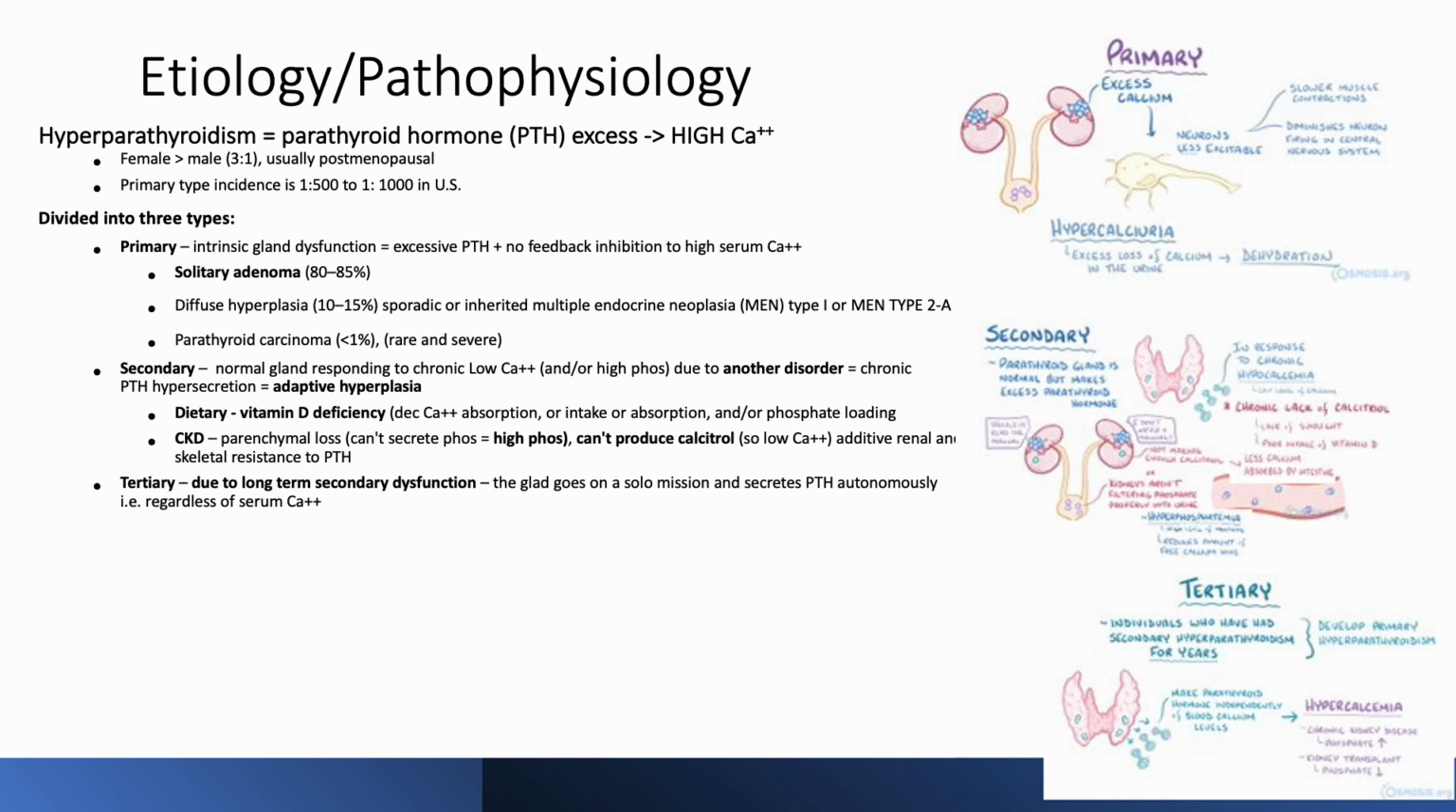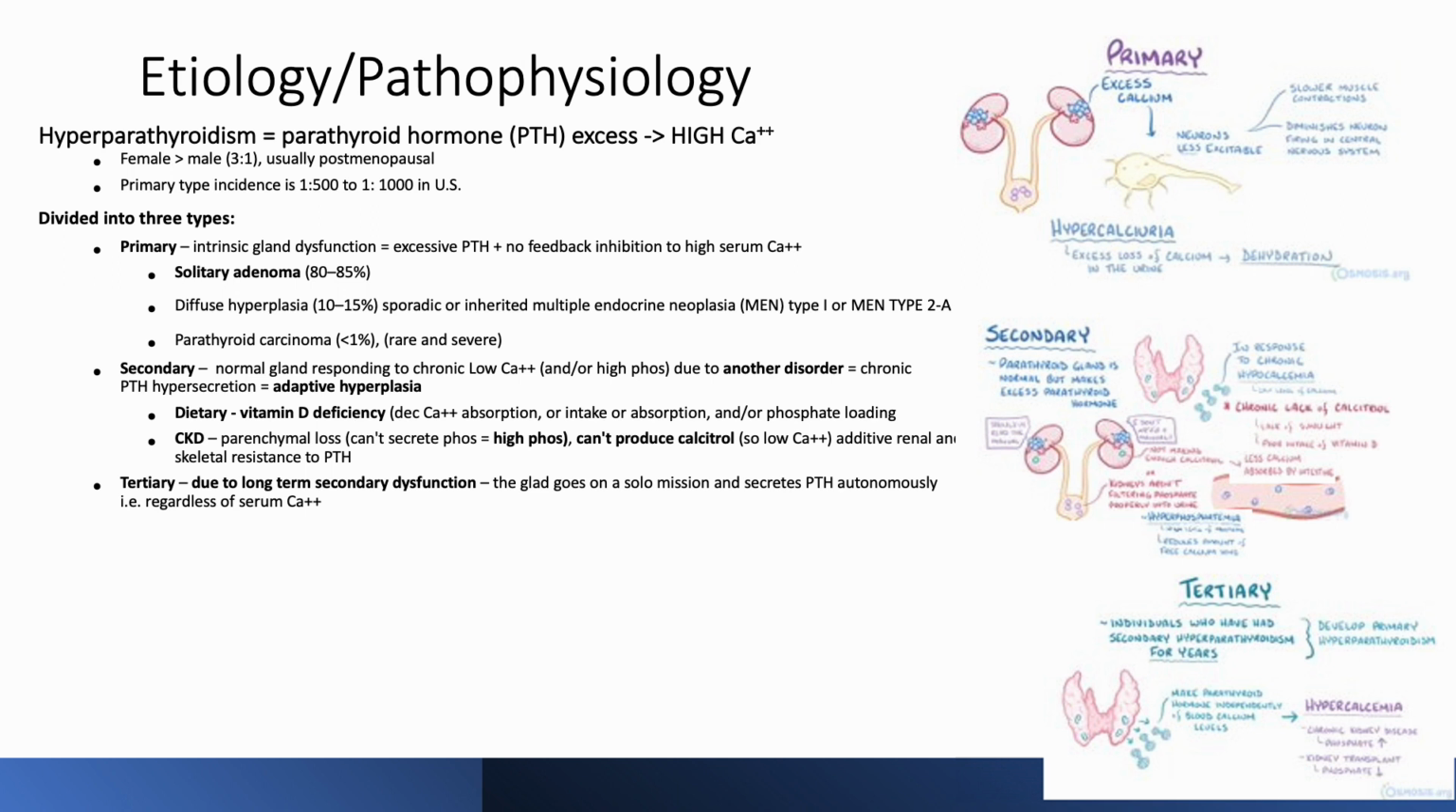So in primary hyperparathyroidism, this is an intrinsic glandular problem. So our parathyroids have gone awry. There is something that's causing excessive release of PTH and a lack of those cells' intrinsic feedback mechanism, so they're not sensing the excess calcium in the blood. So their feedback mechanism is hindered.